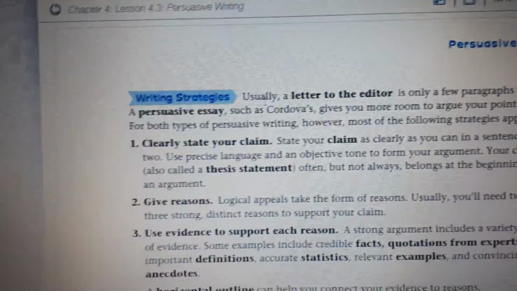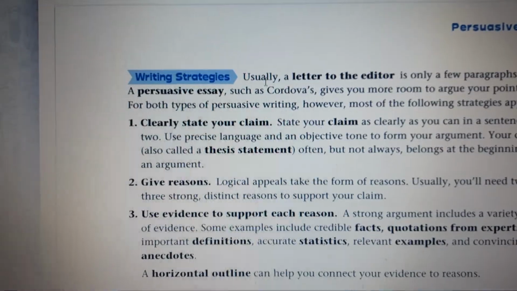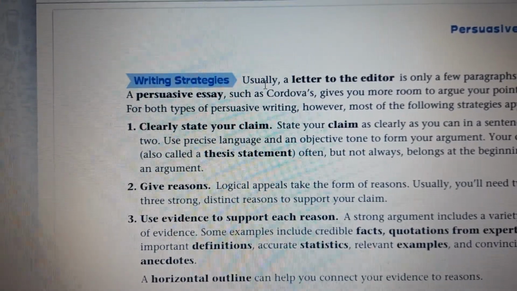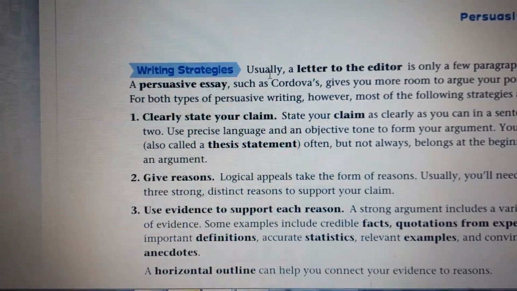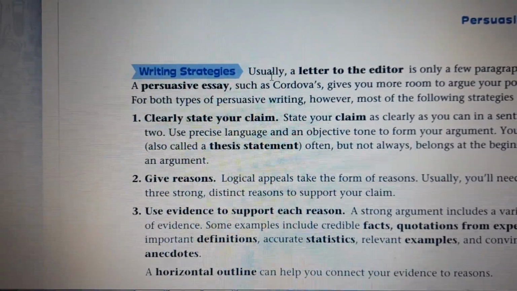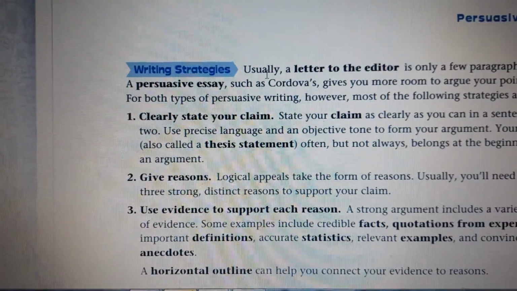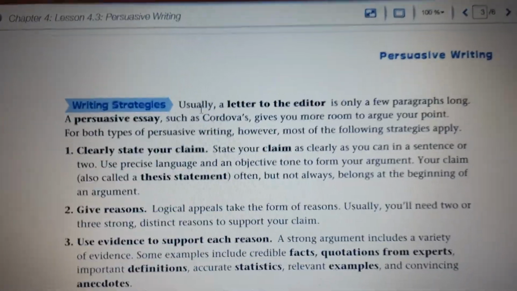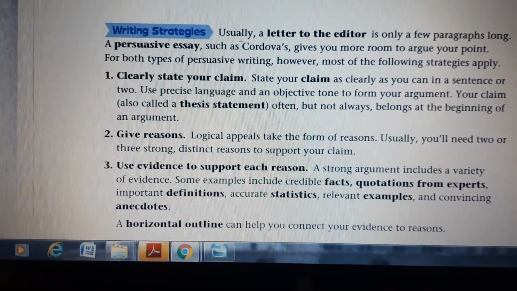So here, clearly state your claim. State your claim as clearly as you can in a sentence or 2. Use precise language and an objective tone to form your argument. Your claim is often called the thesis statement, and it often, but not always, belongs at the beginning of an argument. I want you to use academic vocabulary, okay? Academic vocabulary will be much better. Give reasons. Reasons will help you a lot.